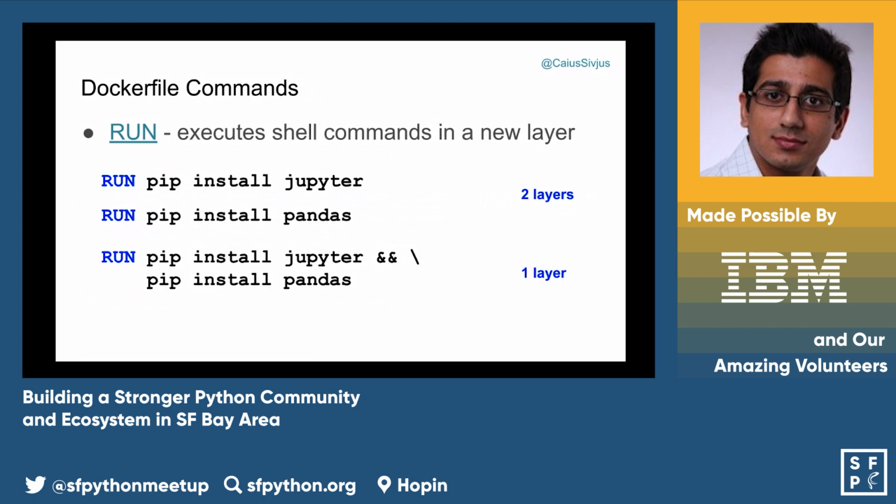And one of the things that Docker best practices says is that we want to reduce the number of layers inside of our images. We can do that by chaining together commands like we would at the command line. So if we do a RUN pip install jupyter, ampersand to chain them together, backslash to go on the next line, pip install pandas, we're only going to have one layer in that image.